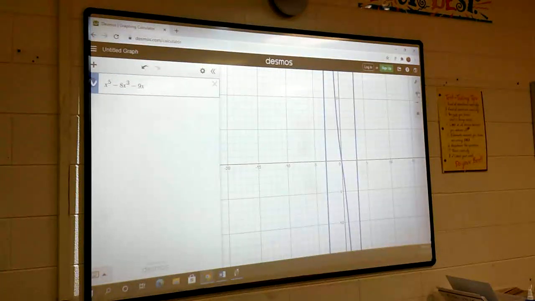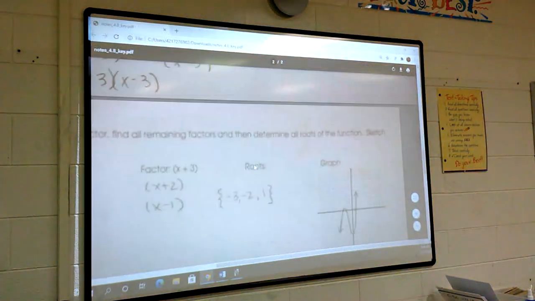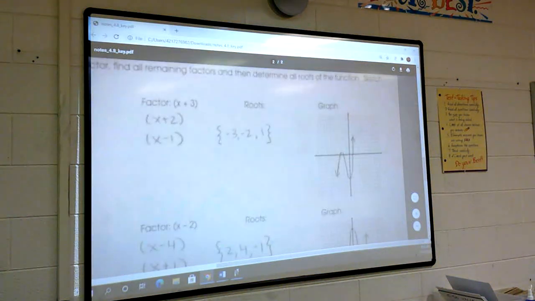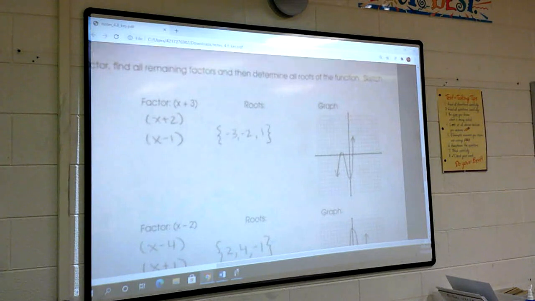Okay, so I'm going to take you to the next one. We're just kind of going through. Desmos is going to help you on this, so don't make it harder than it needs to be. So on the next problem, example 3, it says x to the third plus 4x squared plus x minus 6.